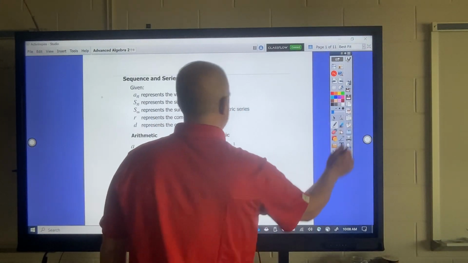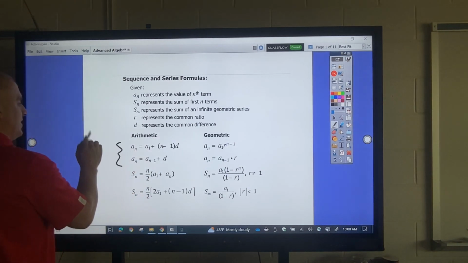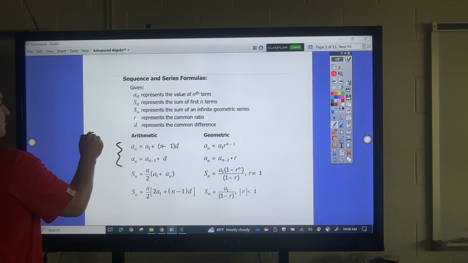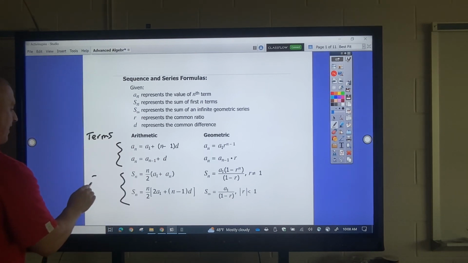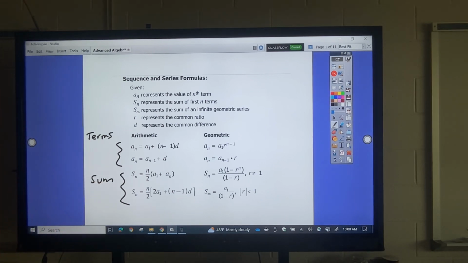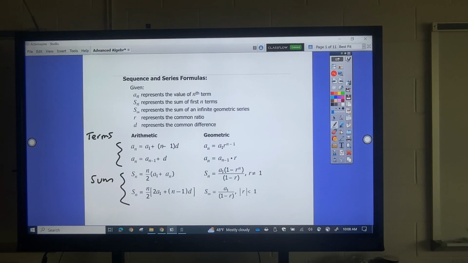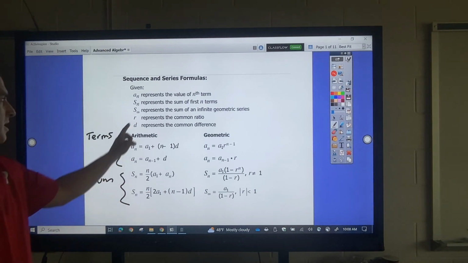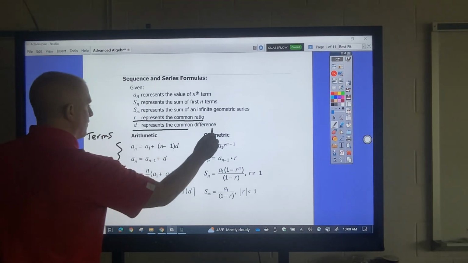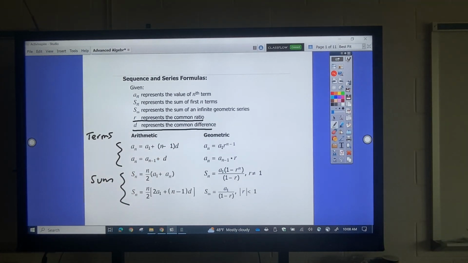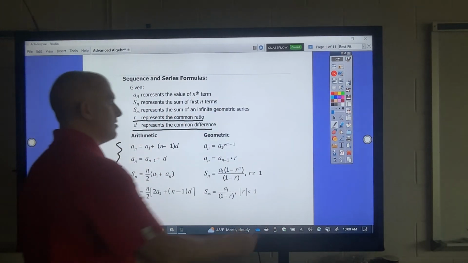So here's the concept. These first two with the ANs, whether it's arithmetic or geometric, help you find terms in the sequence. These ones down here help you find the sum of the sequences. N represents the number of terms. We'll get into how that works. The big thing you need to know is R for common ratio, D for difference. You're going to have those formulas, so you don't need to memorize them.